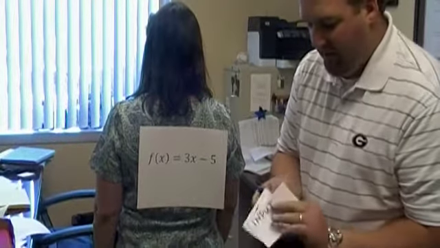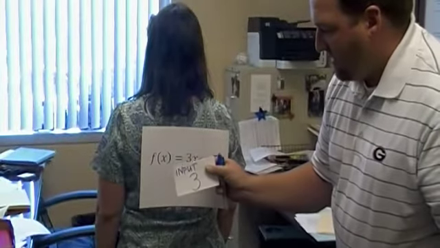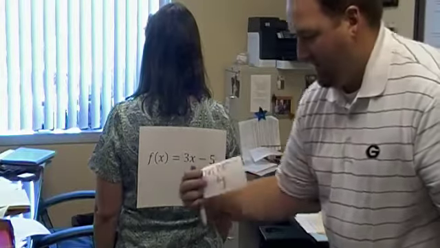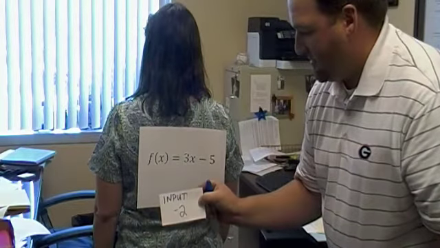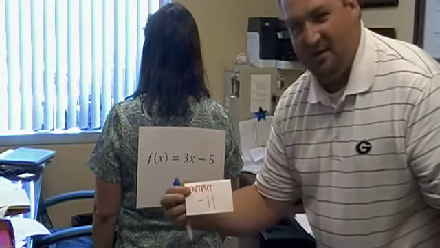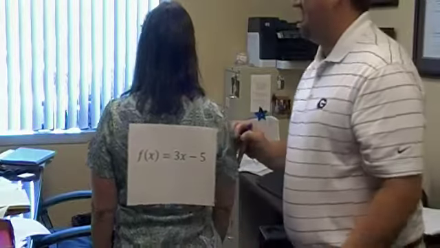So if we check ourselves here, input of 3 times 3 is 9, and 9 minus 5 gives us the 4. If we input a negative 2, negative 2 times 3 is negative 6, minus 5 gives us negative 11. Okay, thank you, Mrs. F of X.